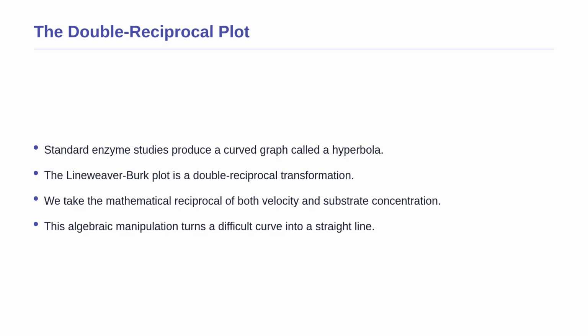By plotting 1 divided by the velocity against 1 divided by the substrate concentration, the curve is mathematically transformed into a straight line. This brilliant algebraic manipulation turns a difficult visual problem into a simple, solvable geometric one, allowing us to apply the standard equation of a straight line to complex biological reactions.